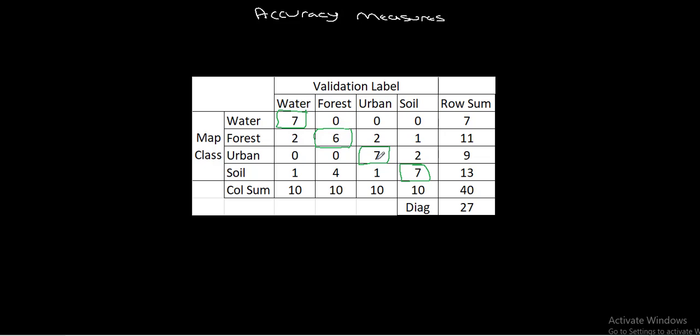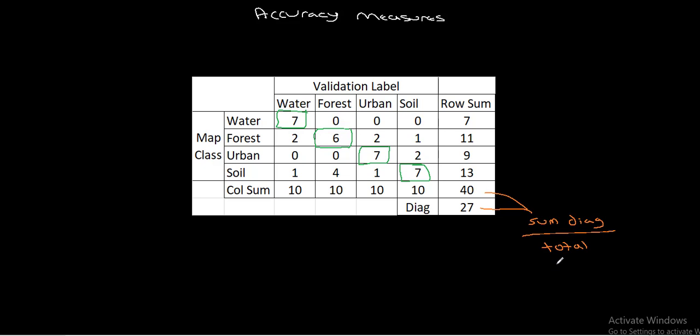So we can do three things. The first thing that we can do is take the sum of the diagonal divided by the total. Actually, let's do that in a different color. This is the first thing we can do, so we can pull this 40, and we can pull this 27.